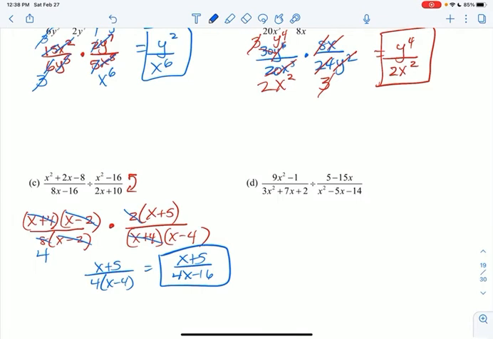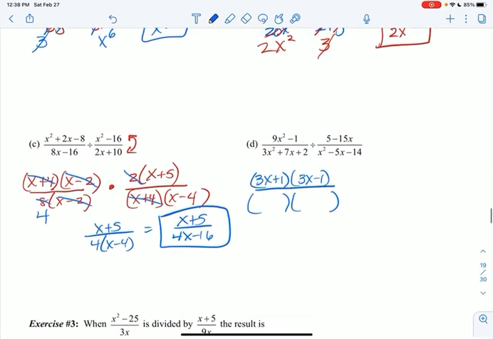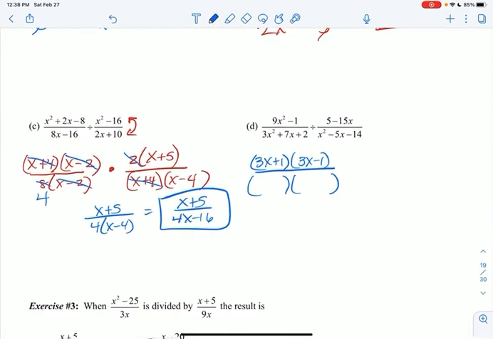Okay? Try another one. So 9x squared minus 1. Are you guys recognizing that? That's just the difference of two perfect squares. It's 3x plus 1 and 3x minus 1. And then 3x squared plus 7x plus 2. I'm going to factor that. Now, you guys probably do the AC method, so you might want to do that off to the side. You can certainly do that. I can just do it by sort of guessing and checking, because this one's actually pretty easy.